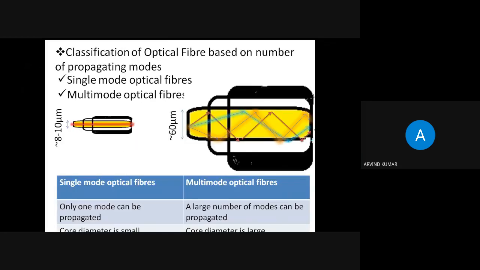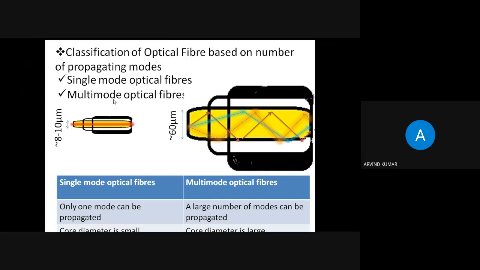Another thing we can discuss is the classification of the optical fiber, and here we classify optical fiber on the basis of the number of propagating modes. On that basis we can classify. So one is the single mode optical fiber, and another classification is multi-mode optical fibers.